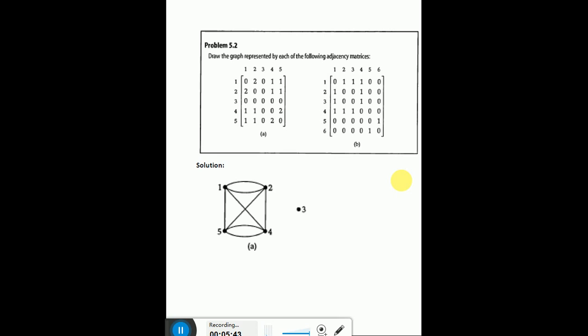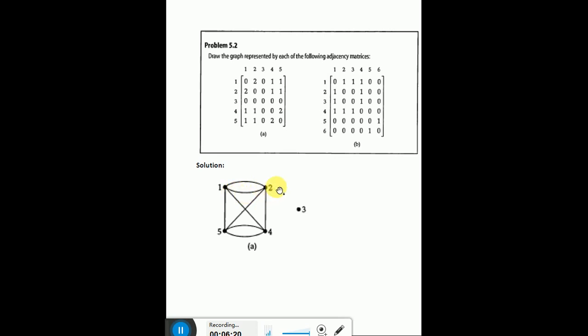Now, as we see that we can convert a graph into an adjacency matrix, similarly, if we have an adjacency matrix, then we can convert it into a graph. Here we have a matrix in part A. So we can see that 1 is not joined with itself, so there's no loop here. So 1 is joined with 2 by 2 edges.